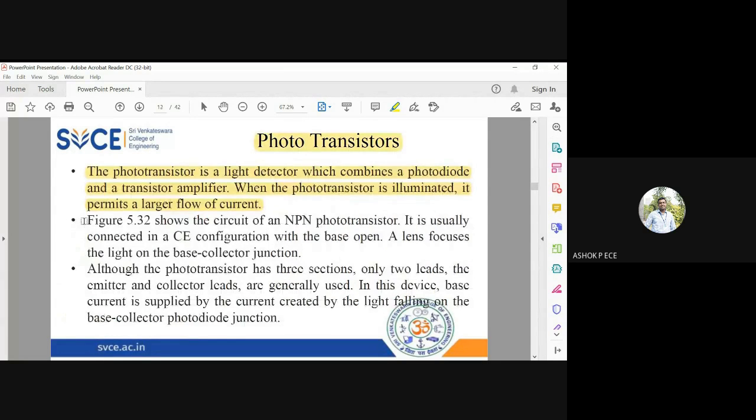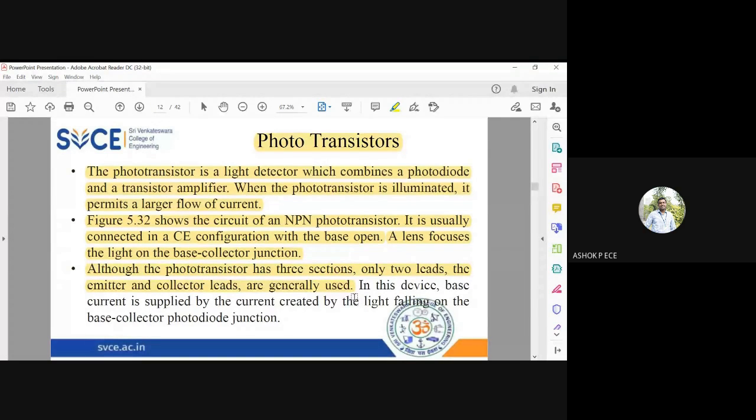Okay, you can see the diagram. We have seen the diagram. It is usually connected in a common emitter configuration with the base open. Usually we give input to base in CE mode, right? But here we are going to leave the base open. I am not going to give any input to the base because I am going to give input in the form of light to the collector base junction. So I am going to use a lens to focus the light on the collector base junction. Although the phototransistor has three sections, emitter, base, and collector, the base is not used because I am not going to give input to base, right? So predominantly I am going to use only two leads, emitter and collector.